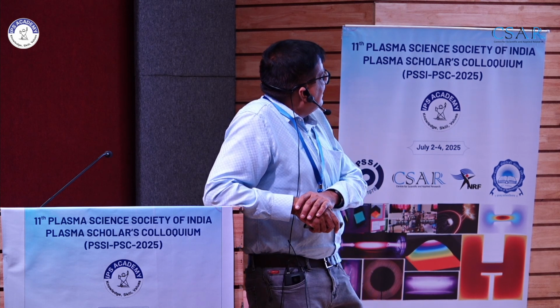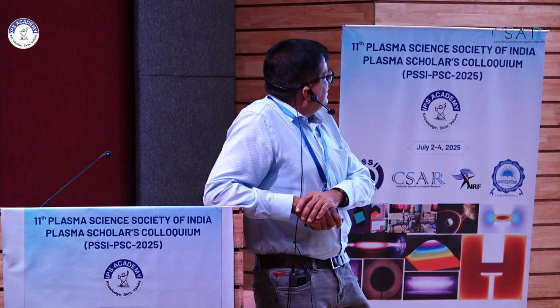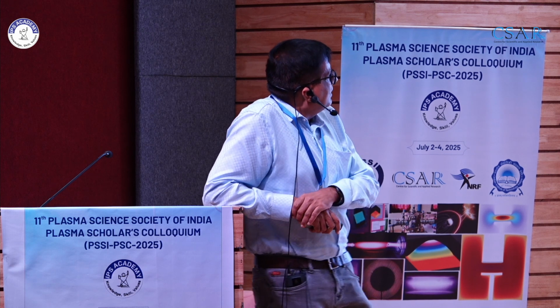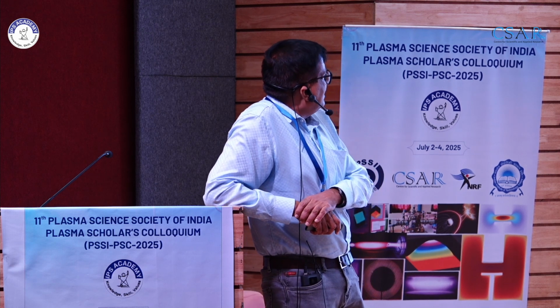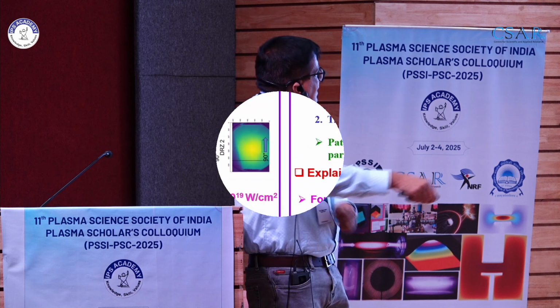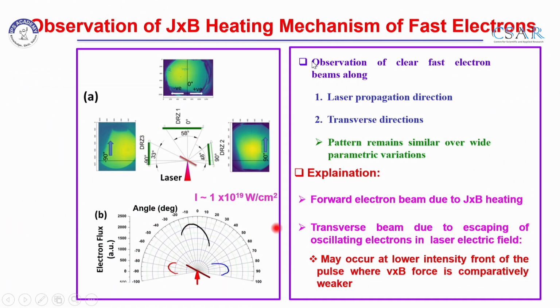So these are the images on the DRG screen. You can see the 3 images, and the bottom slide is the angular distribution. We can see that the beam is along the laser direction, and there are also 2 side beams, transverse beams, due to the escaping of the oscillating electron in the laser electric field.